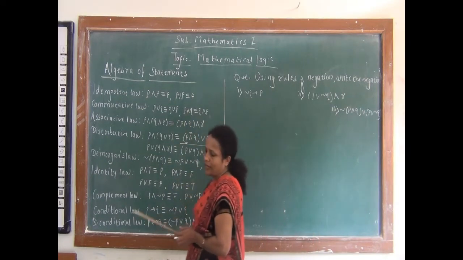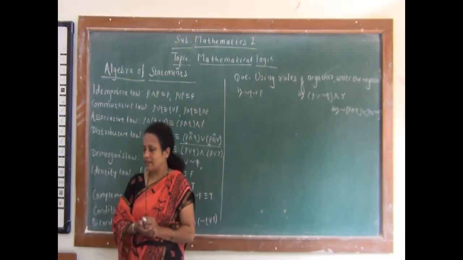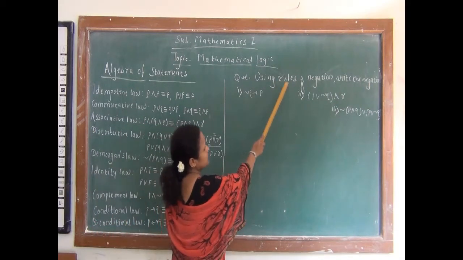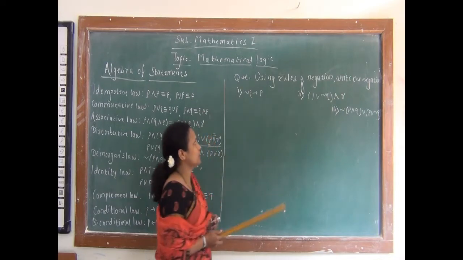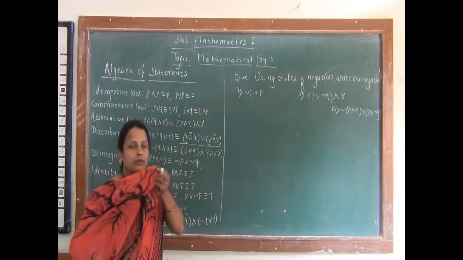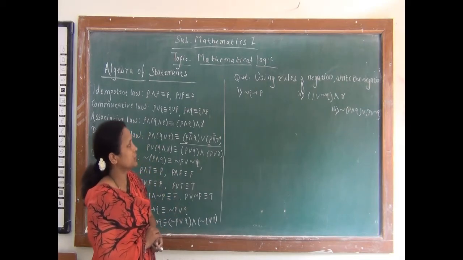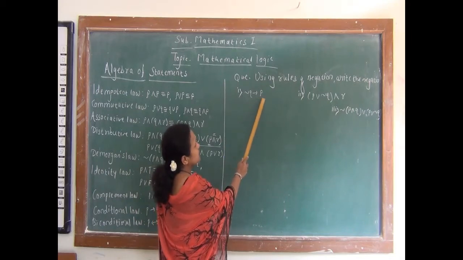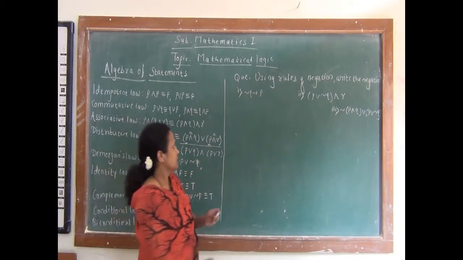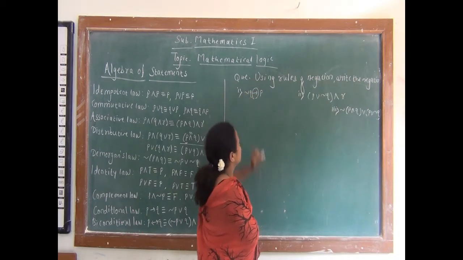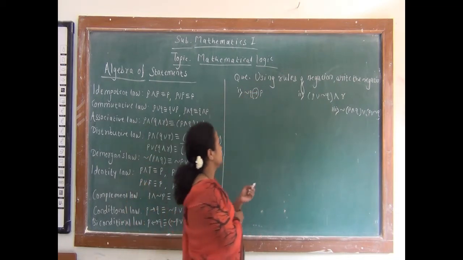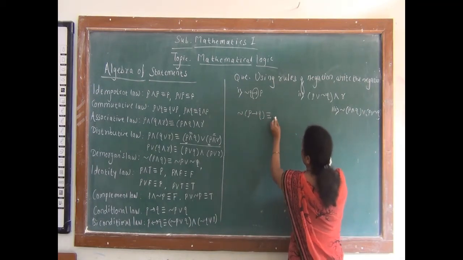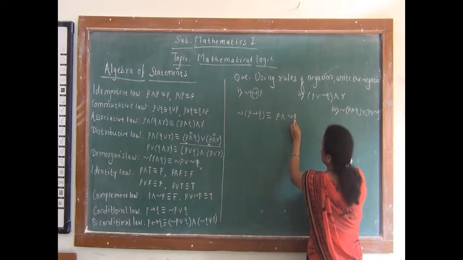By using these laws and negation, we have to solve our next exercise, that is exercise number 4. Our question is, using rules of negation, write the negations of the following. That is, we have to use rules of negation and find the negation of the given statement pattern. So the first statement pattern is negation Q implies P. We have to write its negation. So here our connective is conditional. So first we write the formula for the negation of the conditional, that is negation of (P implies Q) is equivalent to P and negation Q.